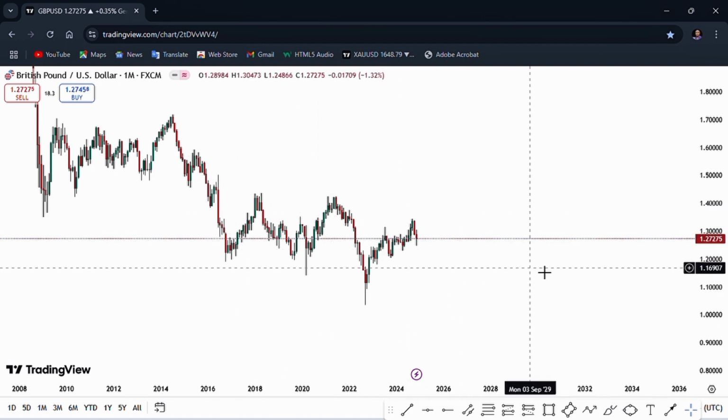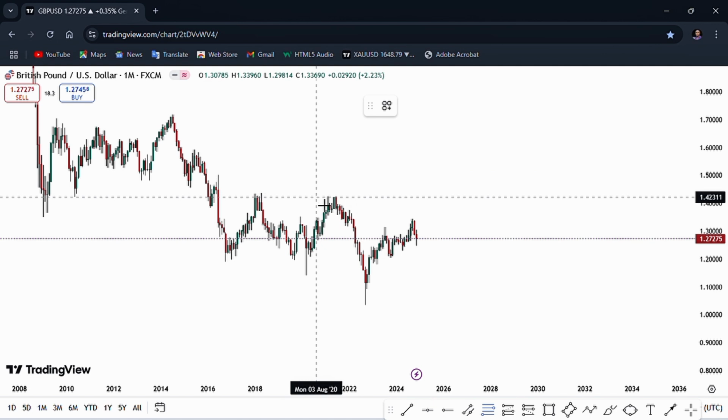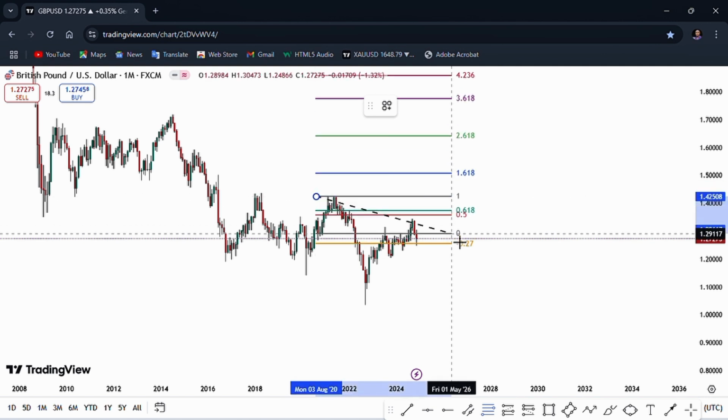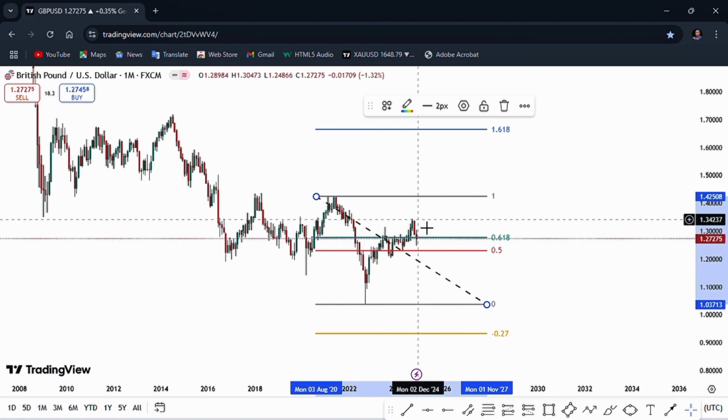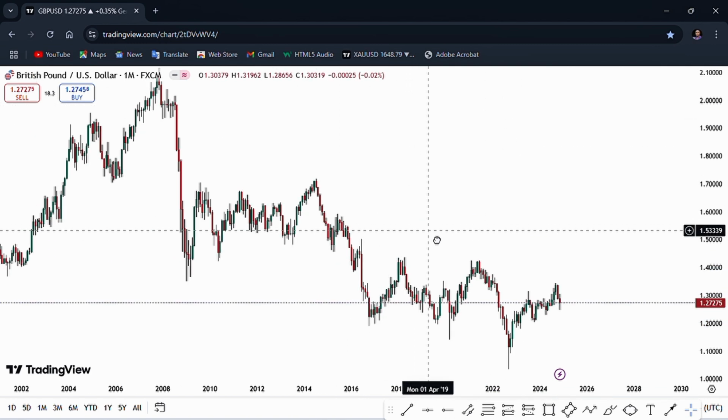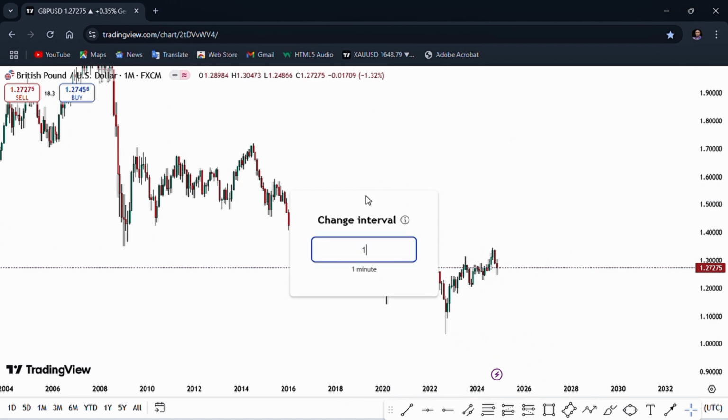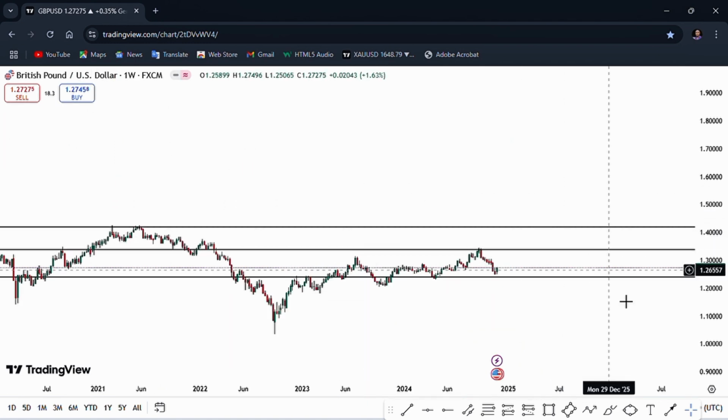On this particular pair, let's look at our Fibonacci to see what is actually happening. Yeah, this is our 61% Fib retracement zone. Though price broke it, price is now trading at this particular zone. There is not much to see on the monthly time frame. Let's look at our weekly time frame.